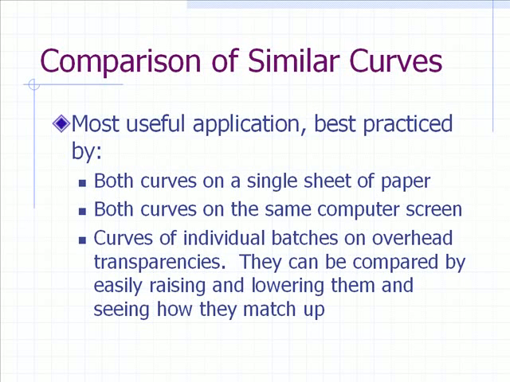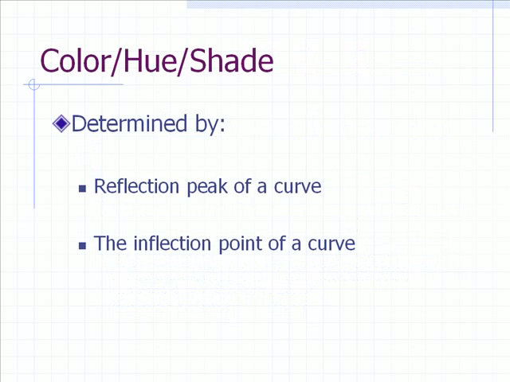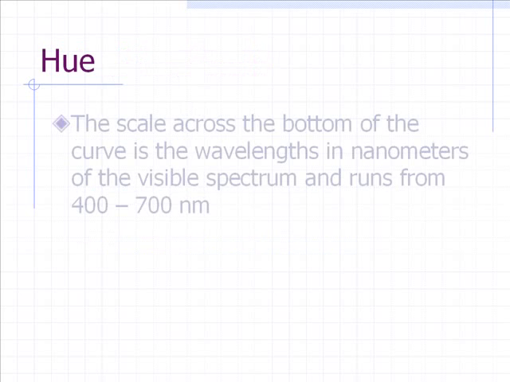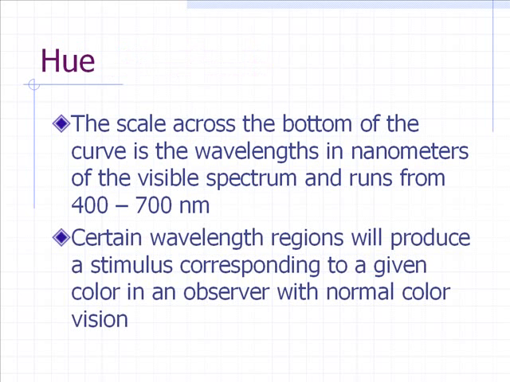As I mentioned before, the color or the shade, the hue, is determined by the reflection peak of a curve, or the inflection point of a curve. And remember, the inflection point is where it makes a change in direction. So where it goes up, really where it goes up real sharp is what we're interested in when we're talking about hue. So the scale across the bottom of the curve is in wavelengths and nanometers. Visible spectrum from 400 to 700. Certain wavelength regions will produce a stimulus corresponding to a given color in an observer with normal color vision. So hopefully after all that we've gone through, you understand this part of it.